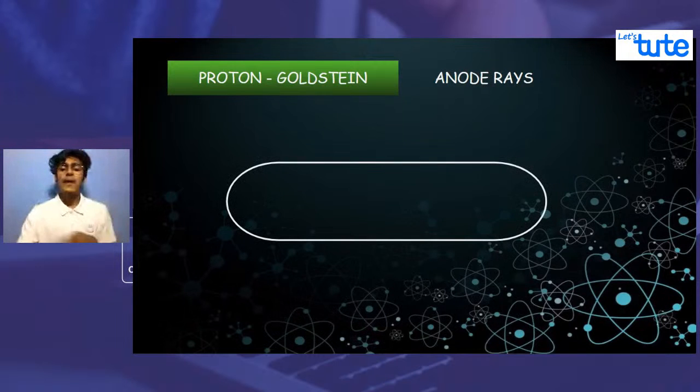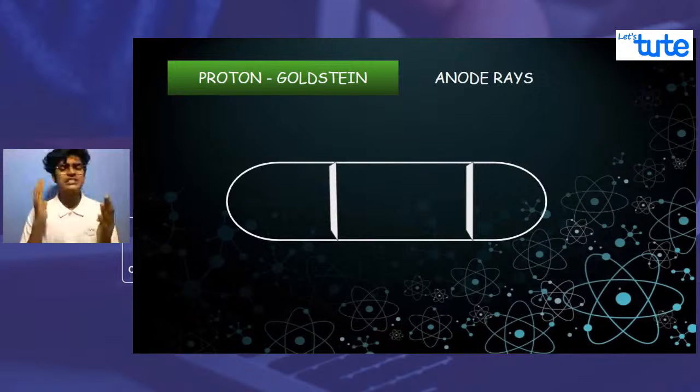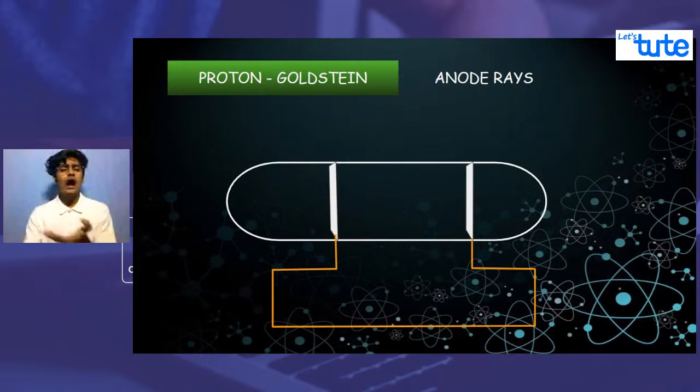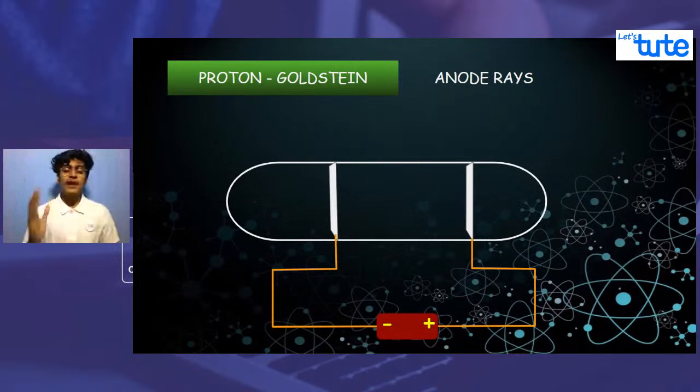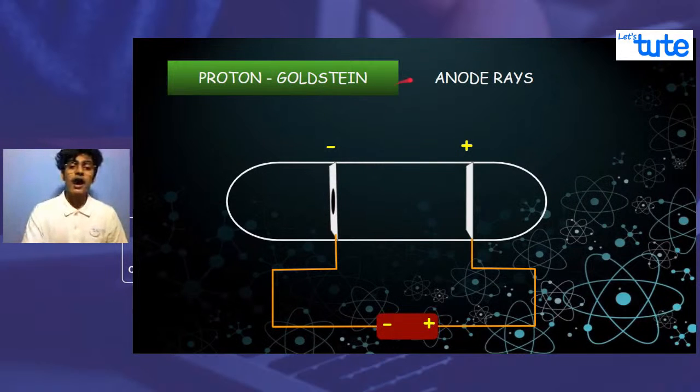So this was the apparatus which he placed properly. It had a glass tube. There were two metal sheets, metal plates, connected to wires. There was a battery in between. The negative part was connected to a plate, and that plate is nothing but cathode. So cathode is negative and the positive one is called anode. Now remember this thing, cathode had a hole in it. So for anode rays, the experiment performed by Goldstein, cathode had a hole in between.